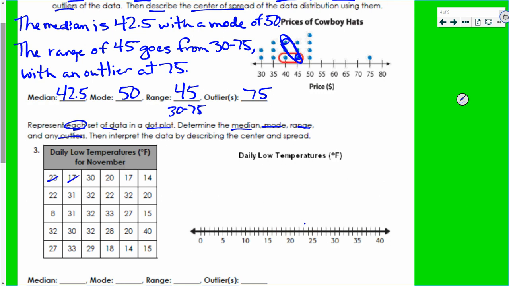Then I do 17, 30, 20, 17, get the second dot, 14, 22, 31, 32, oops, another 32, 22, gets the second one, I need to go a little higher, 20, and 8, 31, 32, we're up to 3 on that one, 33, 27, 15, 32, we're up to 4, changed on me.